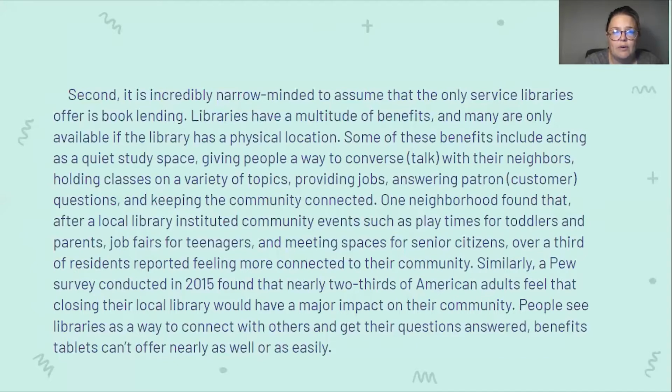One neighborhood found that after a local library instituted community events such as play times for toddlers and parents, job fairs for teenagers, and meeting spaces for senior citizens, over a third of residents reported feeling more connected to their community. Similarly, a Pew survey conducted in 2015 found that nearly 2/3 of American adults feel that closing their local library would have a major impact on their community. People see libraries as a way to connect with others and get their questions answered, benefits tablets can't offer nearly as well or as easily.